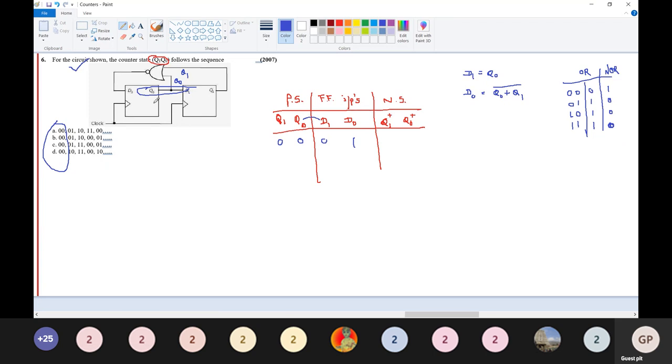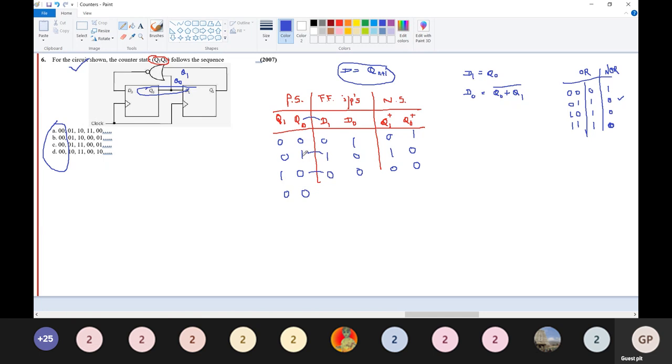And for the next state, as we already know for a D flip-flop, D is equal to Qn plus 1. So I'll put this here: the next state will be here, from the present state 0, 0. For present state 0, 1, D1 is equal to Q0, which is 1, and D0 is 0, so the next state is 1, 0. For present state 1, 0, D1 is equal to Q0, which becomes 0. As per D equal to Qn plus 1, this comes back to 0, 0.